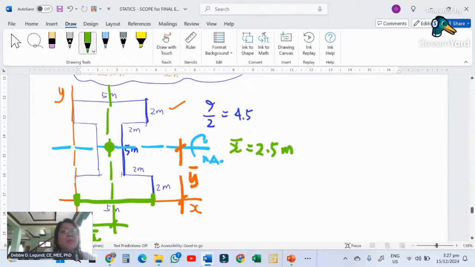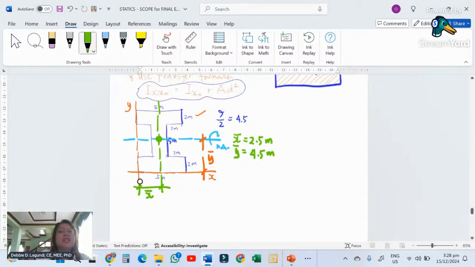Can you see what I'm putting a green line on? That's a total of 5, and it is at the middle. It bisects the shape. So that will be 2.5 from the y-axis, and the Y bar will be 4.5 from the x-axis. Now, after locating the CG, that's the first thing you're going to do: first is locate the CG of the composite figure.